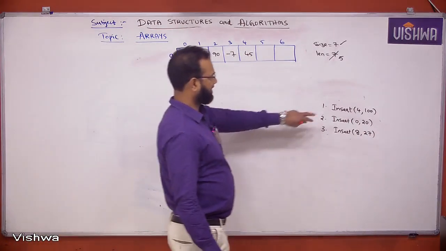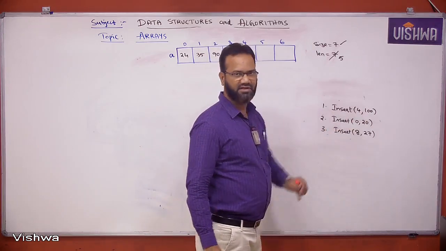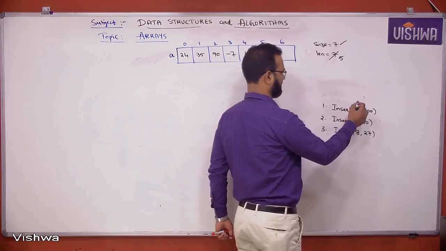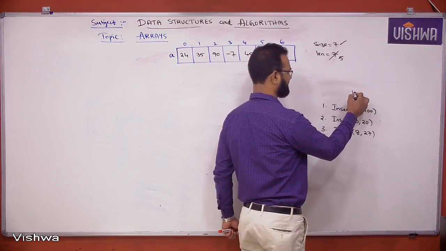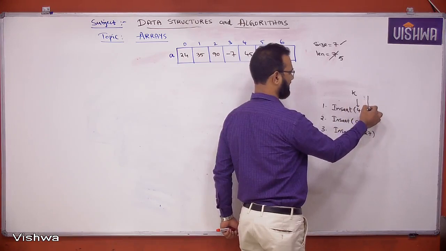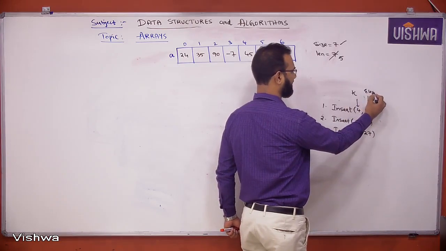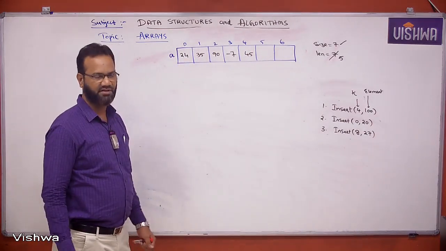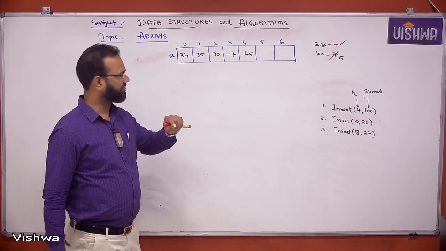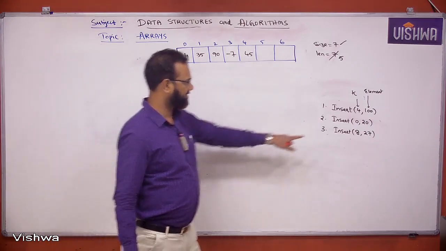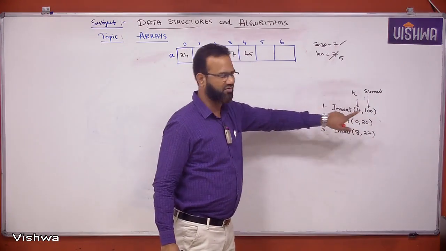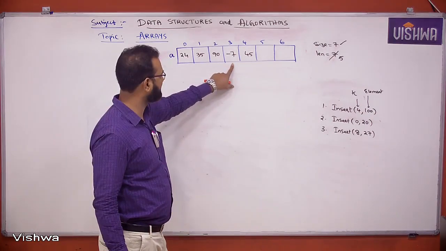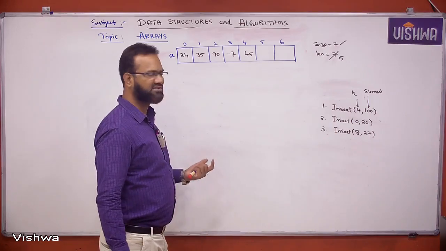First time when I call the function insert 4, 100, you remember there are 2 parameters in the ADT definition. I said that k is the position, and what is the second parameter? The second parameter is the element we are going to insert into this particular array. K is the position. The position I am trying to insert at is 4. But the 4th position is already occupied by some other data element, where I cannot perform insertion.